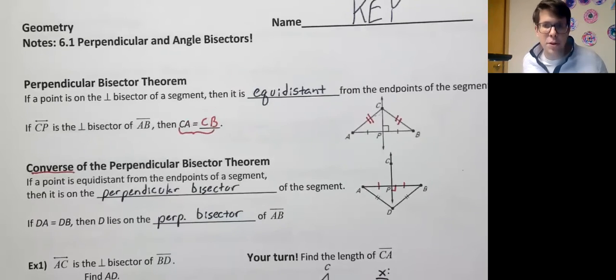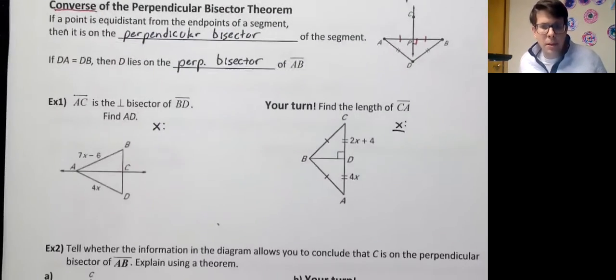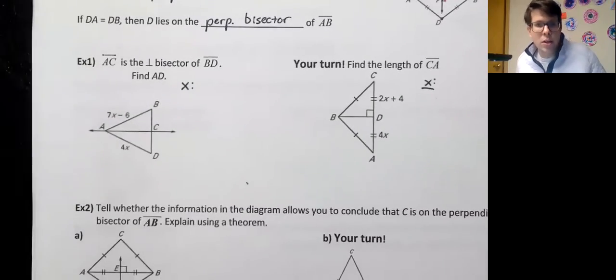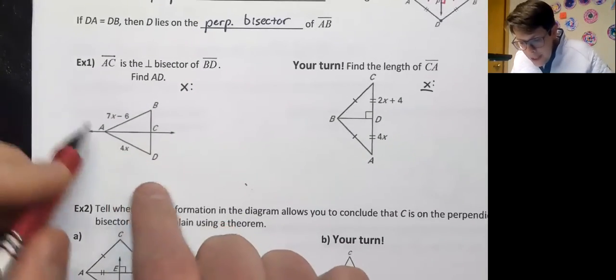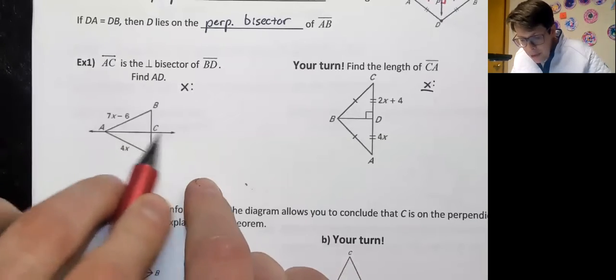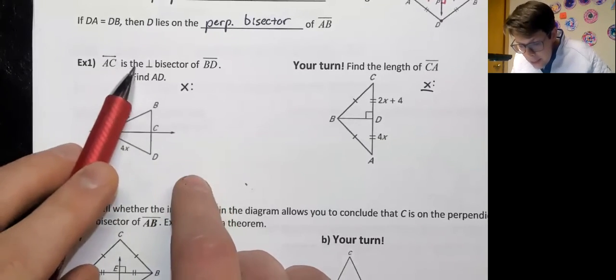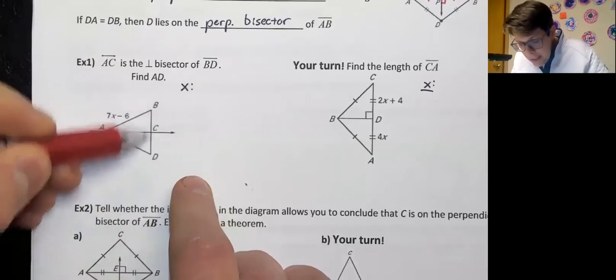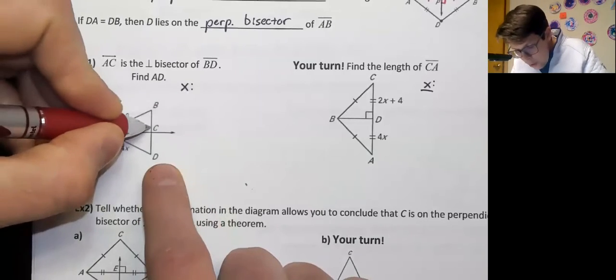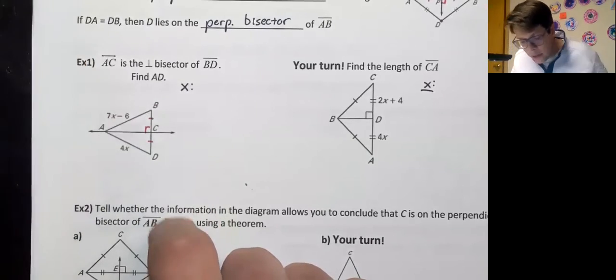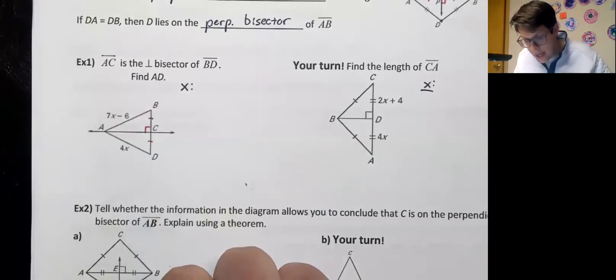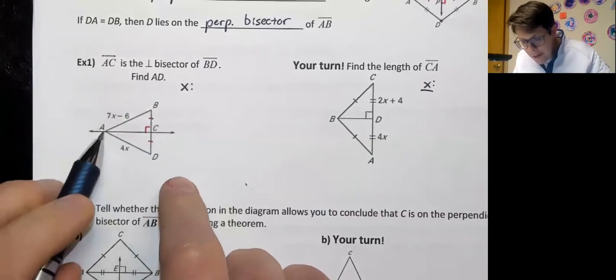Let's see if we can take those two theorems and use them. So we have a couple of example problems right here. I'll do one and you can do one. So example one says we have line AC, which you see running right through the middle right here. And it is the perpendicular bisector of segment BD, which we have running vertically. So we know already that they're going to form a 90-degree angle, and we're going to have our congruent sides. What I want to do is find AD.